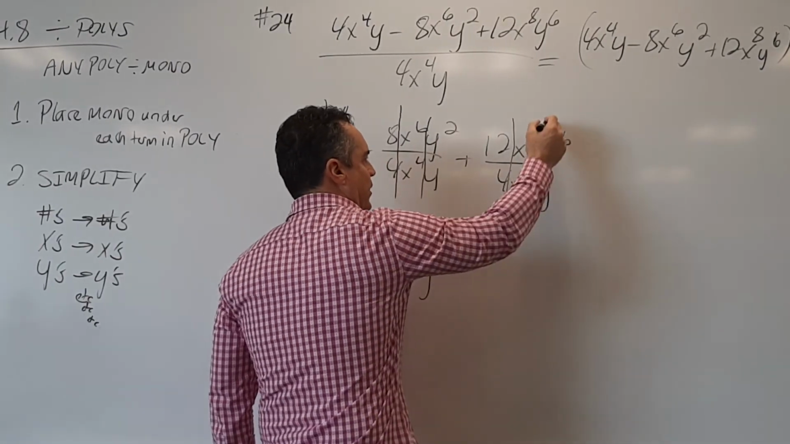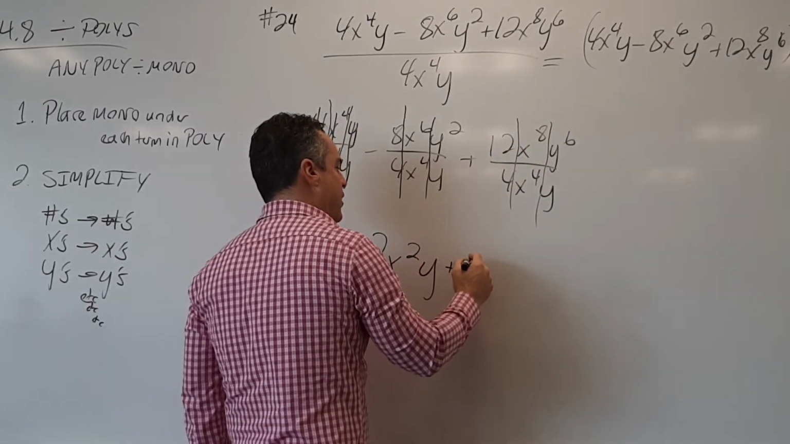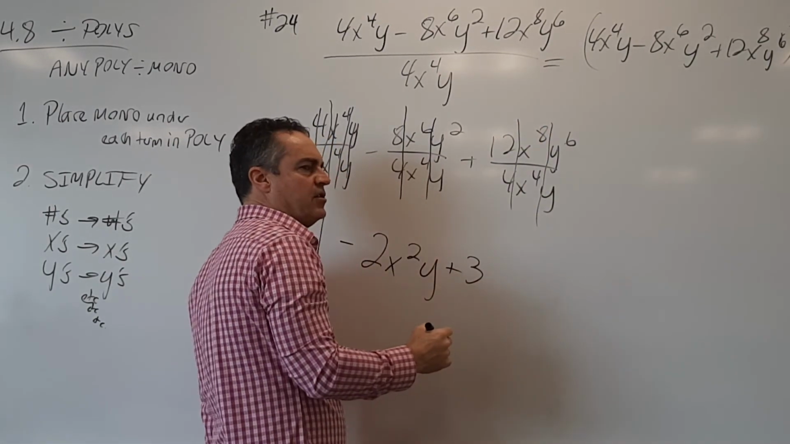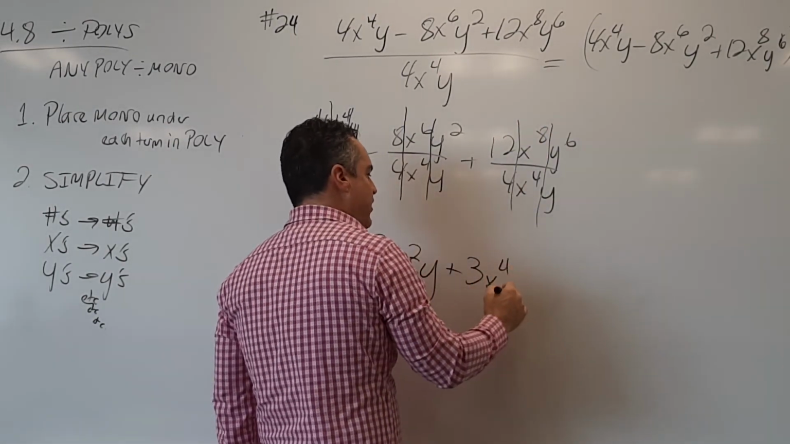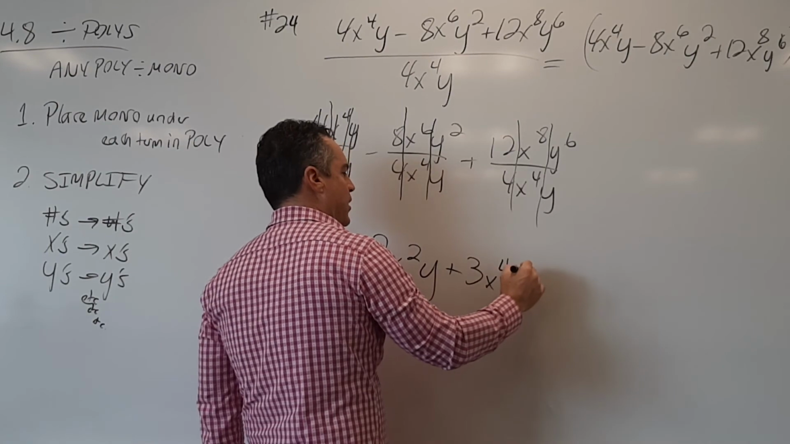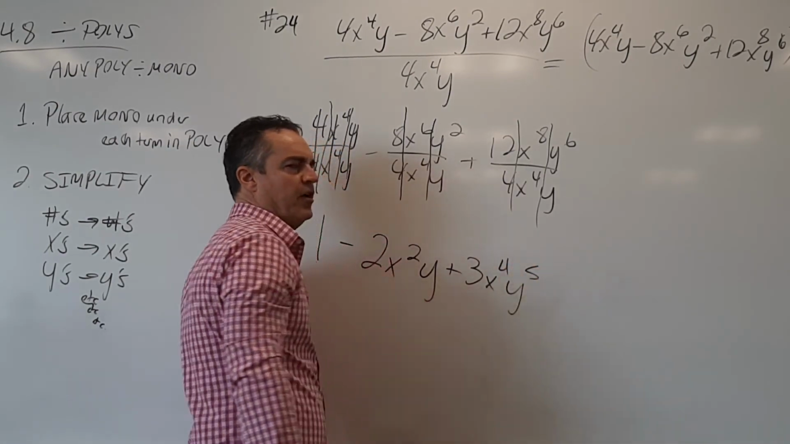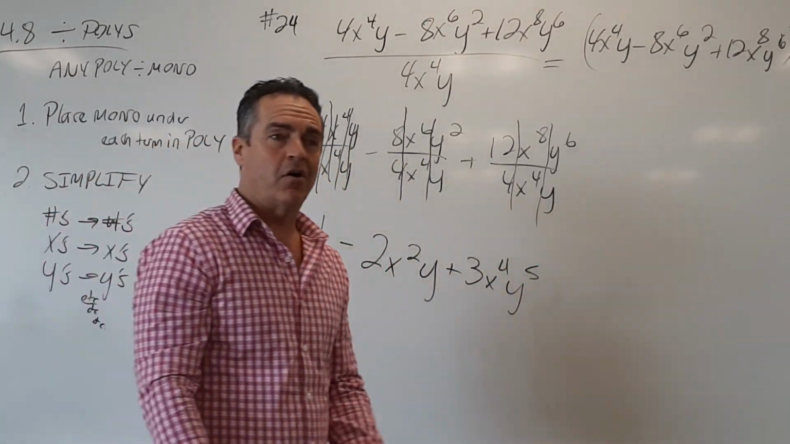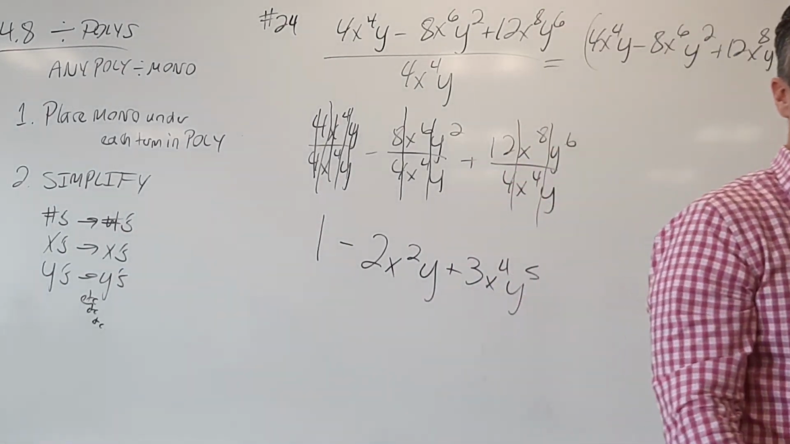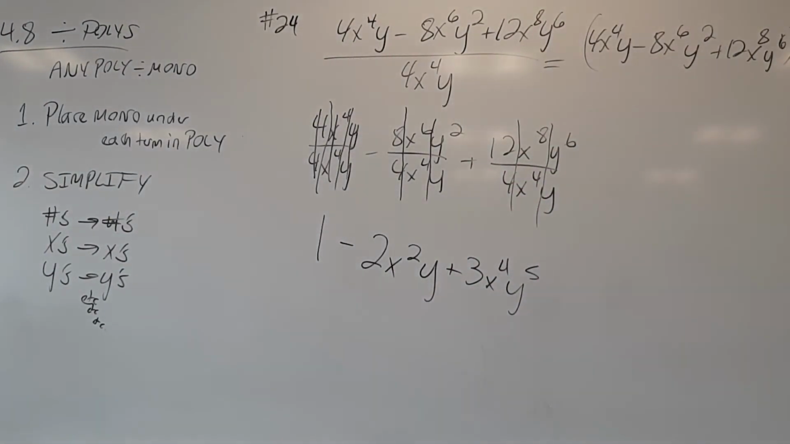All right, what are we going to do here, you guys? We're going to cut this. We're going to cut this. So what's 12 divided by 4? 3. X to the 8th over X to the 4th? X to the 4th. And Y to the 6th over Y? Y to the 5th. And you're done. Hard or easy? Easy. And that's the hardest problem in 1 through 23 odd. And that's an extra credit one. It's 24. And that's everything you need to know.